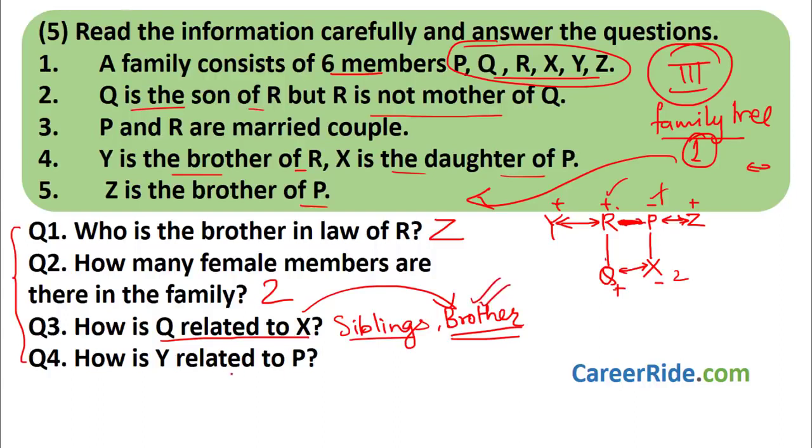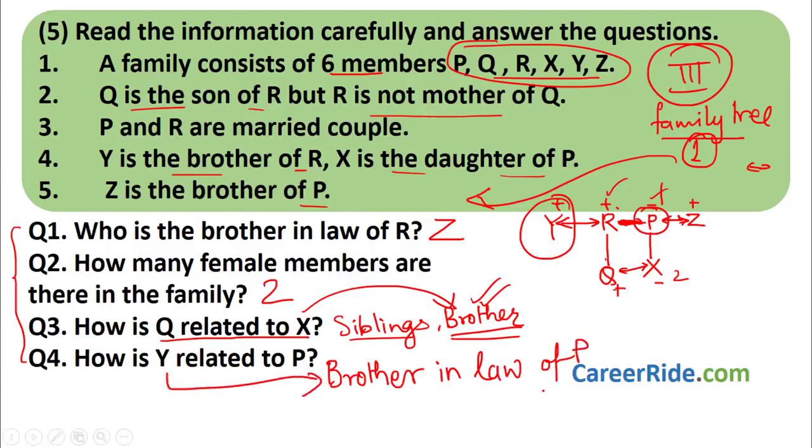Now question number 4. How is Y related to P? This is Y. This is P. Simply, Y is the husband's brother. That means Y will be brother-in-law of P. See how easily you got all the 4 answers by just drawing one diagram. Spend 45 seconds to draw the diagram and get full marks for all the 4 questions. Draw accurate diagrams. Moving to next question.